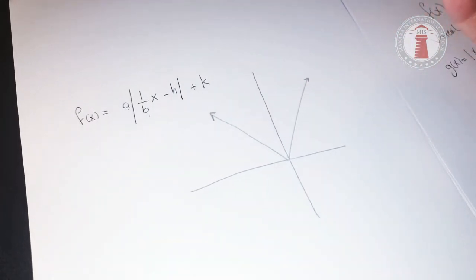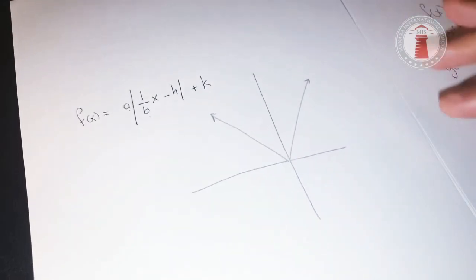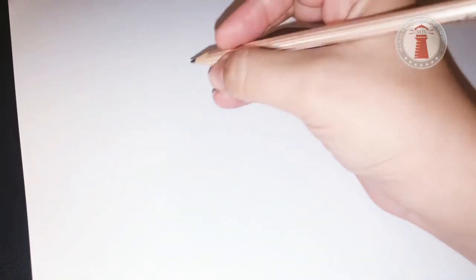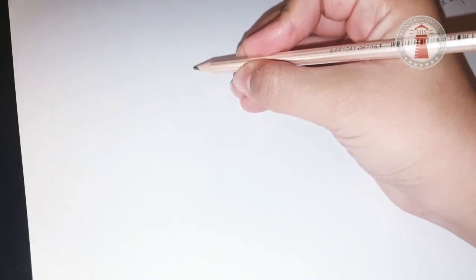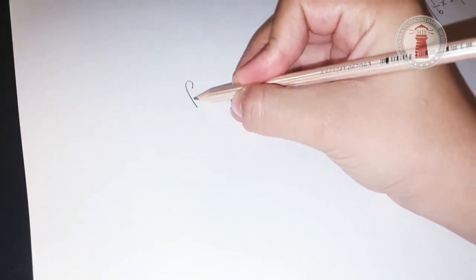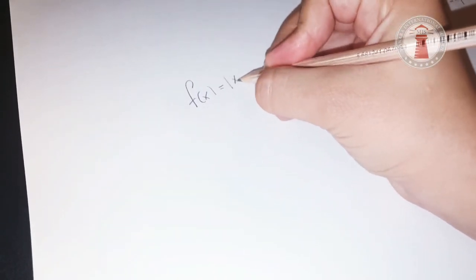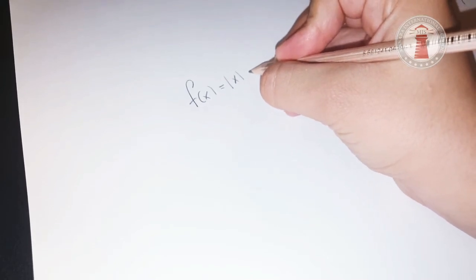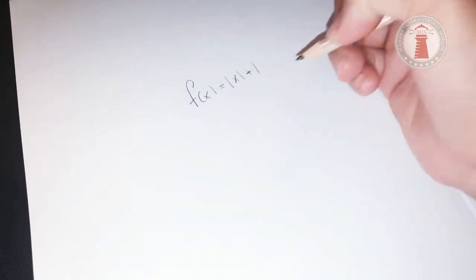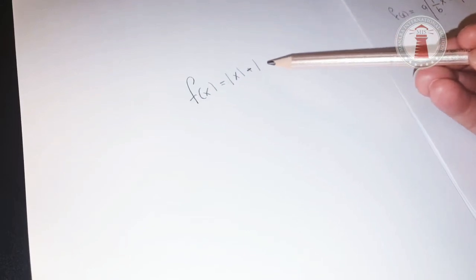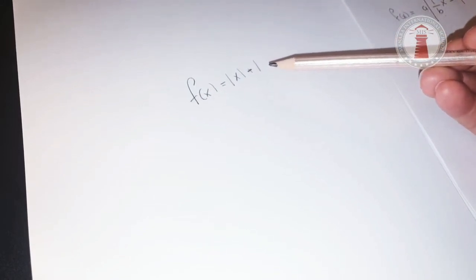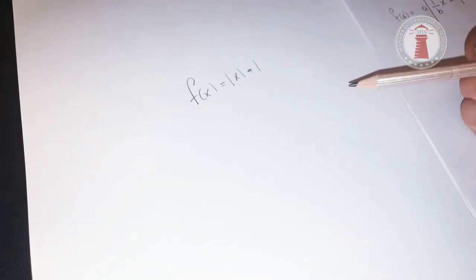Let's have an example to see how this works. So for example, stretch the graph f of x. Here we have a graph that is f of x equals the absolute value of x plus 1. The question says, have this function stretch vertically by a factor of 2.